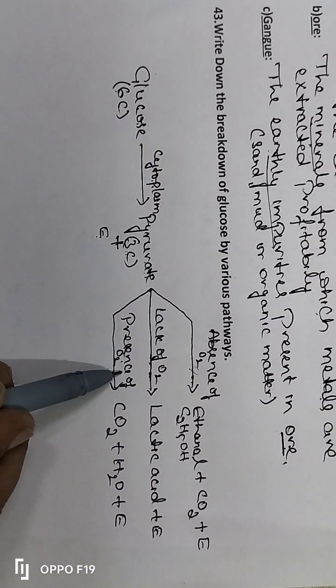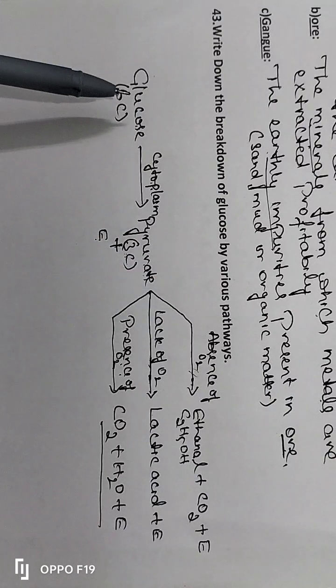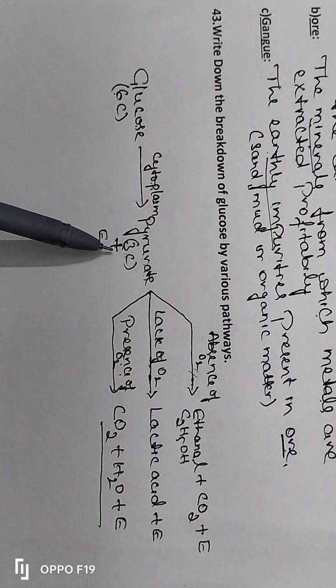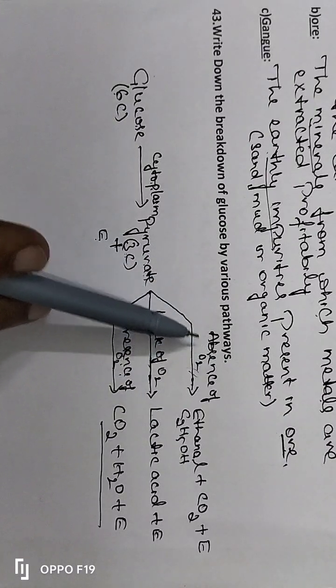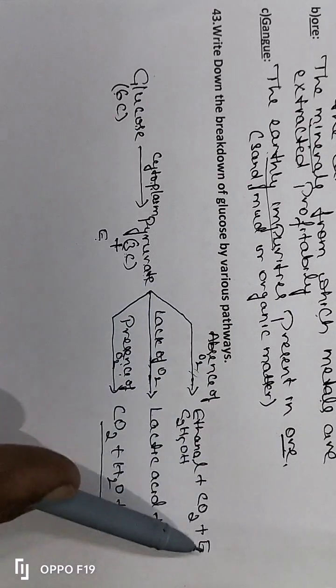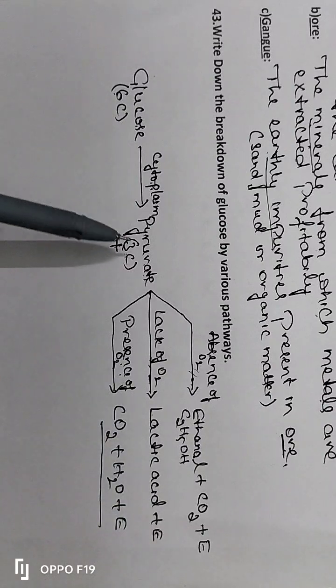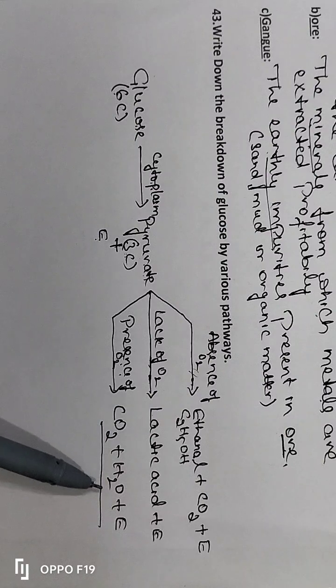Pyruvate in presence of oxygen is converted into carbon dioxide, water, and energy. So this is the breakdown of glucose by various paths. You have to keep it in your mind. Glucose, 6 carbon, arrow, pyruvate, 3 carbon. Then show 3 parts. In one part, pyruvate in absence of oxygen gives ethanol, carbon dioxide, and energy. Pyruvate in lack of oxygen gives lactic acid and energy. Pyruvate in presence of oxygen gives carbon dioxide, water, and energy.